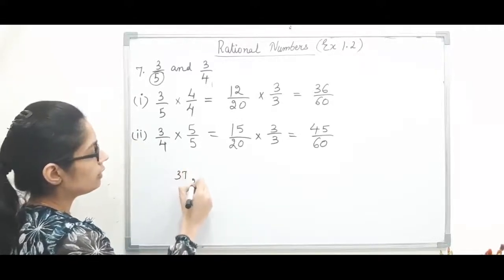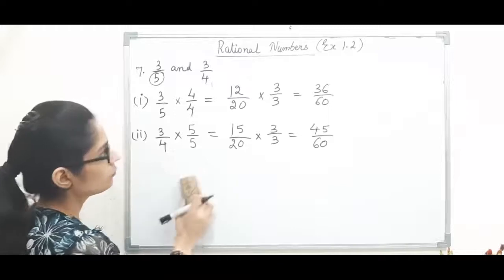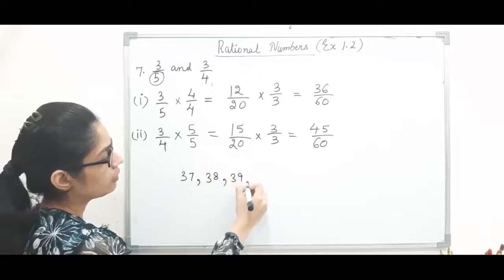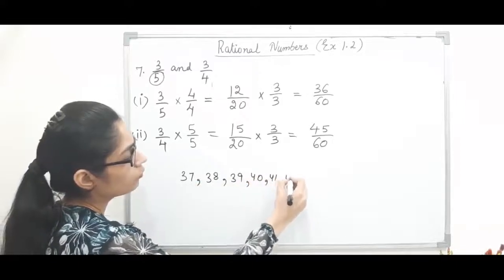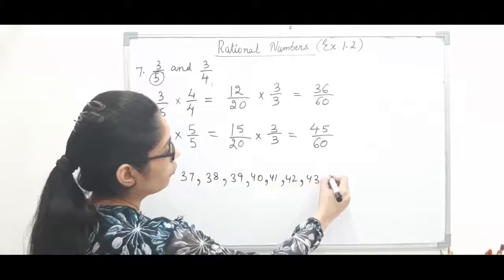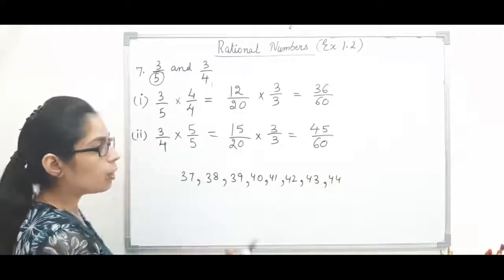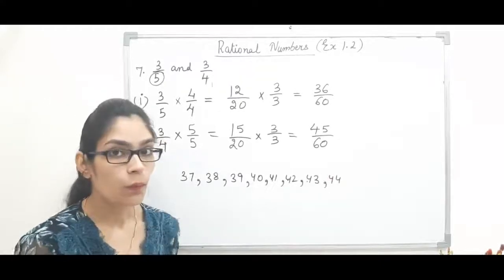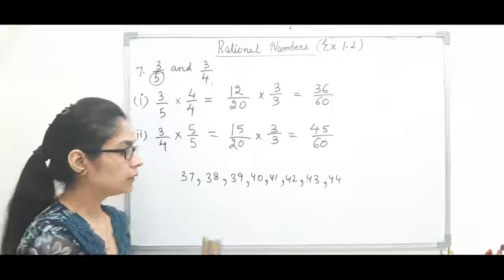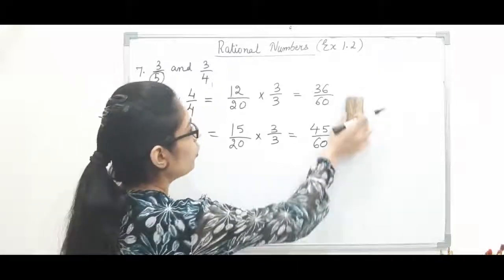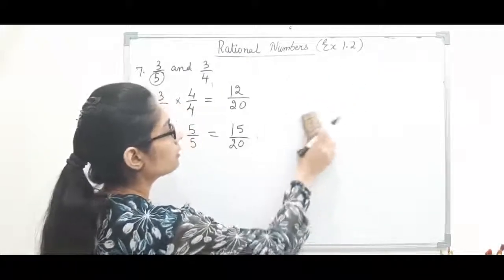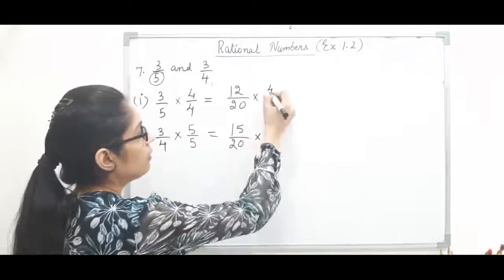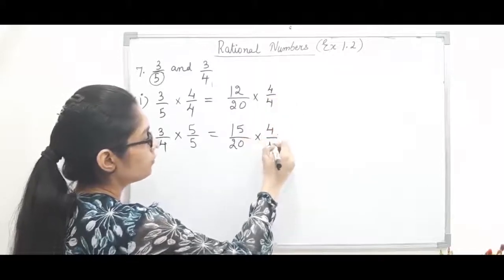So let's write it down. 37, 38, 39, 40, 41, 42, 43, 44. Let's count how many numbers we are getting: 1, 2, 3, 4, 5, 6, 7, 8. No, again we are not getting 10 numbers, but we need 10 numbers. So the only thing is, we can keep on making these numbers bigger. So instead of 3, directly we will multiply with 4.